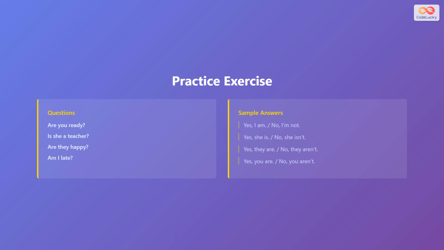Now let's practice. Here are some questions and sample answers. When asked, are you ready? You can answer, yes, I am, or no, I'm not. For is she a teacher? Answer, yes, she is, or no, she isn't. When asked, are they happy? Respond, yes, they are, or no, they aren't. And for am I late? You say, yes, you are, or no, you aren't. Try these questions yourself to practice making short answers.